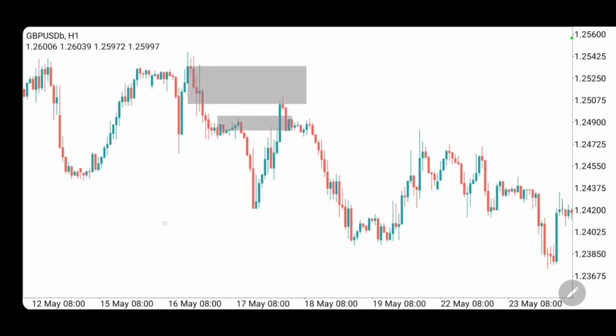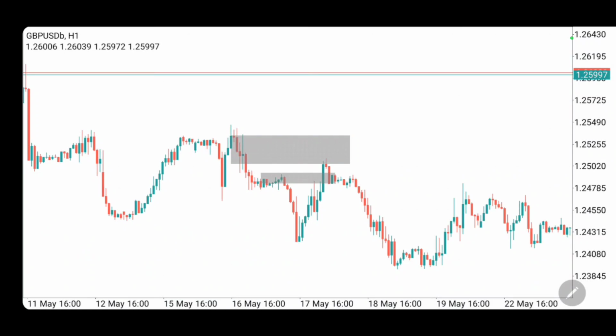This is another one. This is a clear case of bearish inducement. Several retail traders will take this trade from here, not knowing that this is an inducement zone.